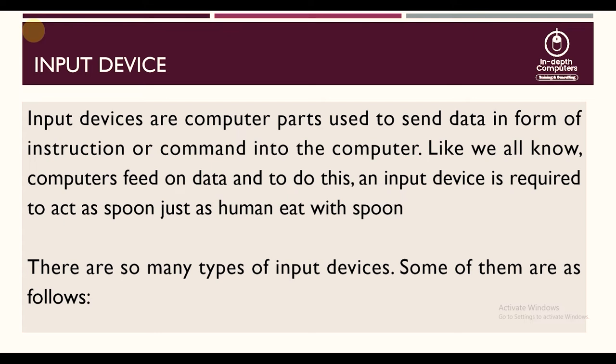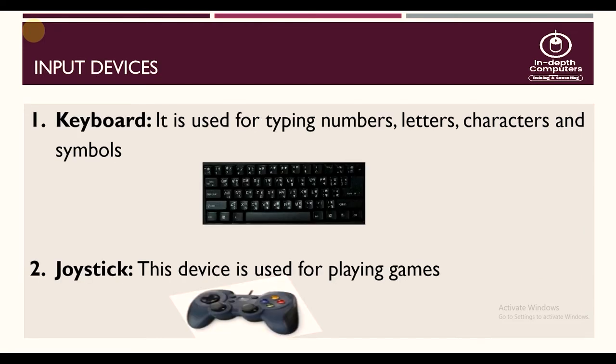So for instance, before the computer system can work, you need to send data to the computer, either by using the keyboard to type, or by using the mouse to click, or by using the joystick, or by using the light pen. But you must send information into the computer using any of these devices. And these are the devices that we call the input device. And we have different examples of the input devices. The keyboard is an input device because we use it for typing.